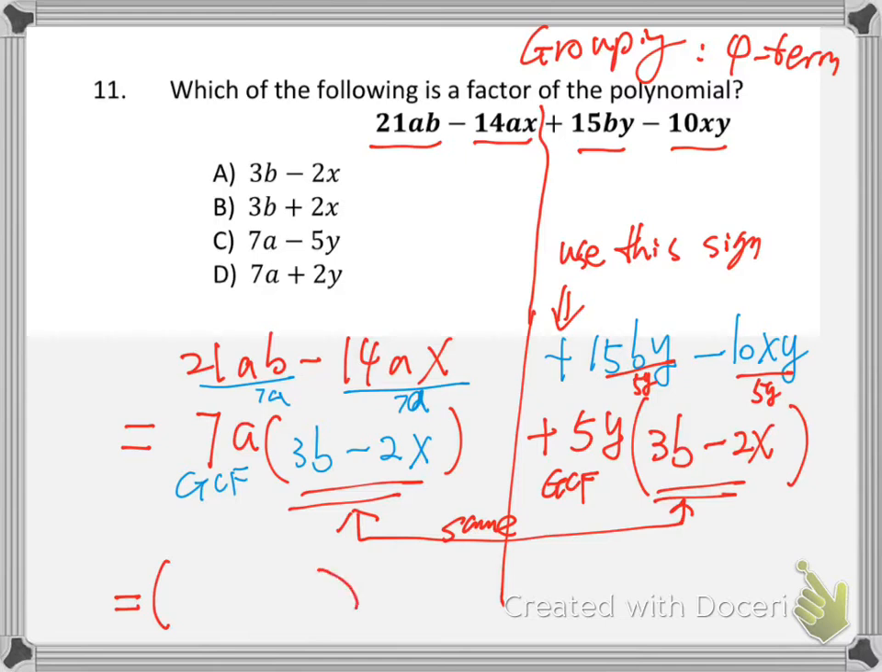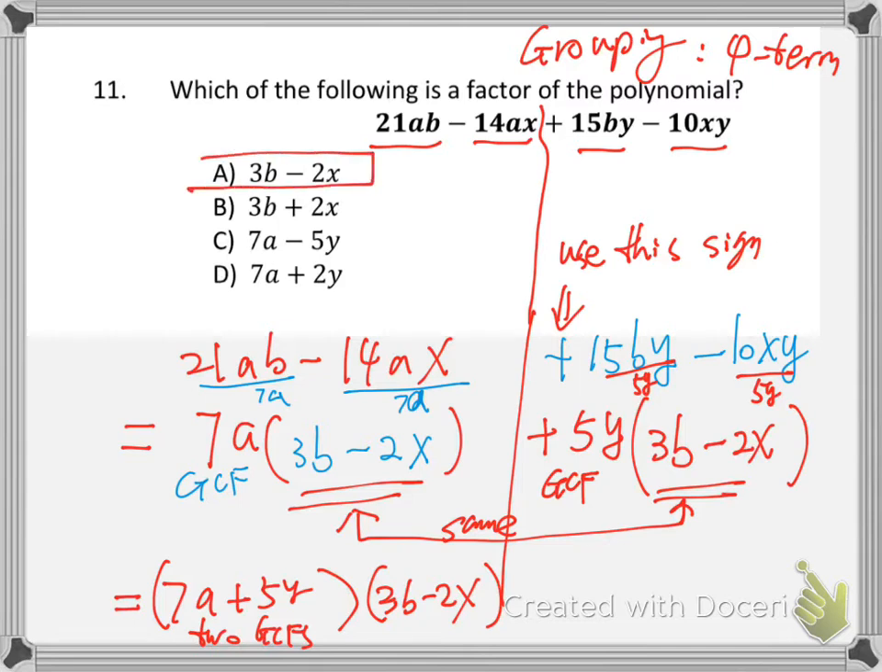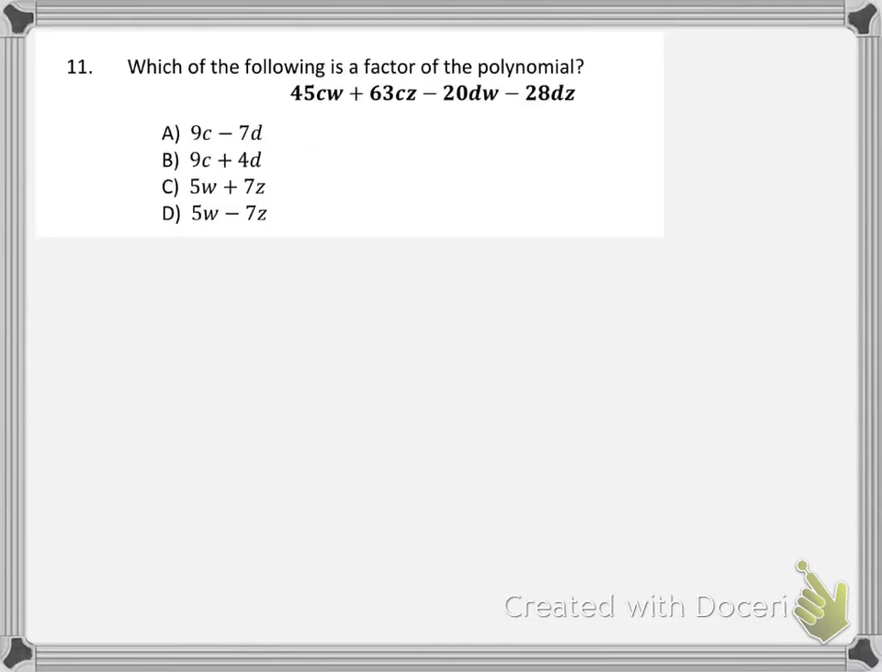Finally, we put the two GCFs together, 7a plus 5y, and we put the common quotient, 3b minus 2x. One of them is in the answer. This is the common quotient, so only one of these factors will be the answer. The answer is A. In this example, the numbers are a little bit larger. So, two groups.